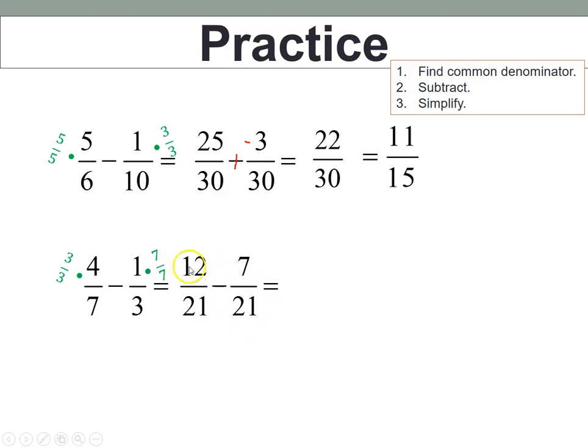So now I can do my subtraction and keep the denominator the same. 12 minus 7, or you could have done 12 plus negative 7, and you would get 5 over 21. You keep the denominator the same when you subtract fractions. And look at that, it's already simplified, so I don't need to do anything. I hope you got that right. If not, maybe go back and watch the previous slide.